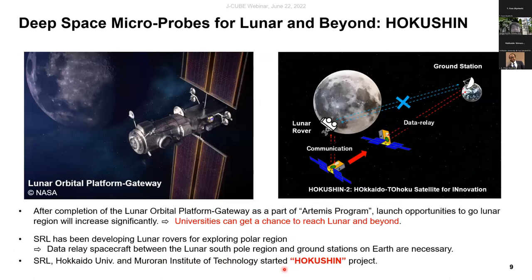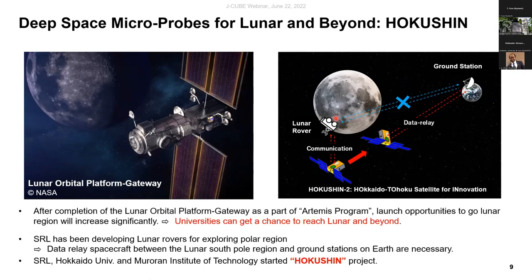Our research interests are not only towards Earth observation application. After the completion of the Lunar Orbiter Platform Gateway as a part of the United States Artemis program, we believe launch opportunities to go to the lunar region will increase significantly. In that world, universities can get a chance to reach the Moon and beyond. Since SRL has been studying lunar rovers for exploring the polar region over many years, it is reasonable to prepare spacecraft to support communication between the rovers and ground stations.